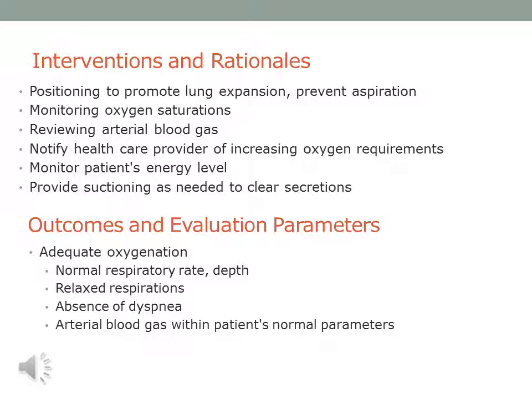So what are we looking for? We're looking for adequate oxygenation. We're looking for a normal respiratory rate and depth. Hopefully we're not using those accessory muscles anymore. Relaxed respiration, meaning they're not so tense, they're not struggling to breathe. The absence of dyspnea, or the absence of difficulty breathing, and we hope that our ABGs will be within that patient's normal parameters.